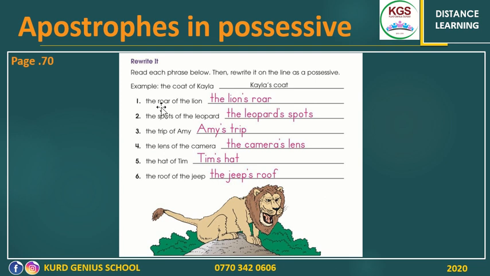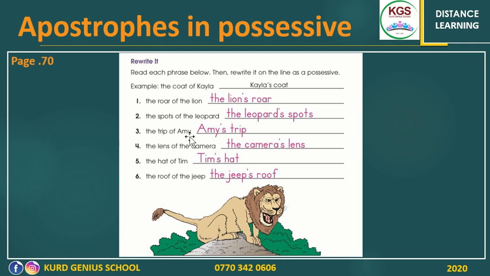Number one, the roar of the lion. When we change it to a possessive sentence, then we say the lion's roar. If you pay attention to this one, you can see an apostrophe and S in the end of the word. So the roar of the lion, if you write it as a possessive, we say the lion's roar.